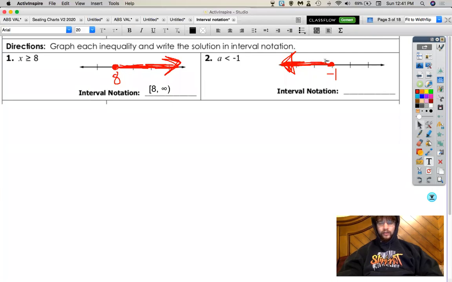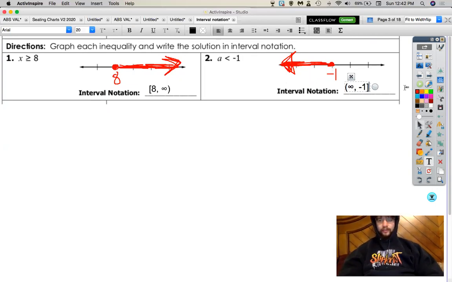So again, to put it in interval notation, you can read your graph. What's the first thing I'm starting with? Well, it's going forever and ever and ever. So that's an infinity. And remember, we cannot include infinity ever. So then the next thing I have is this -1. And it does include that, so I'm going to stick a bracket on there.